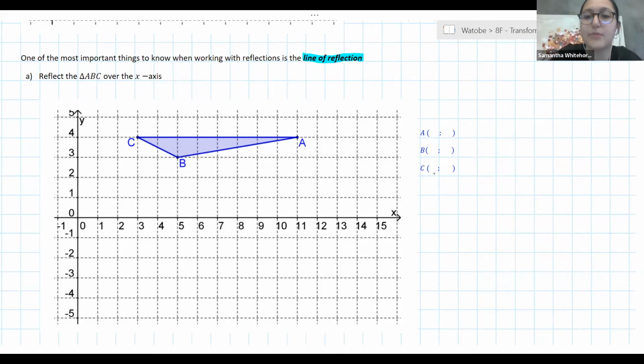Remember, coordinates, we read off the X first and then the Y. Anyone want to give it a go? Wangi, would you have a question? Hi, ma'am. I said A is 11, -4. Okay, I don't want A dash just yet. I just want the original A. Oh, the original one is 11 and 4.